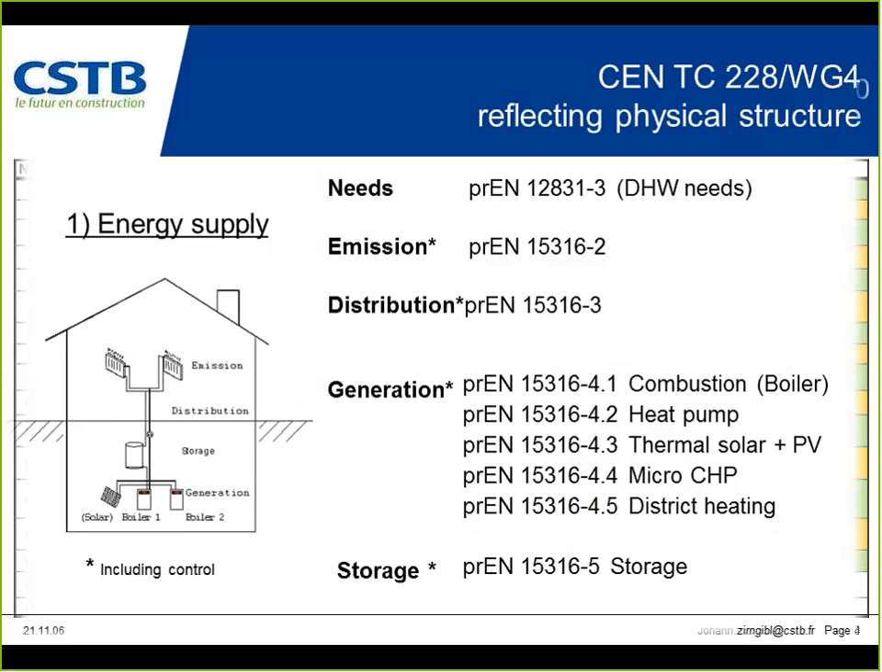So the TC228 Working Group 4 standards are reflecting the physical structure, because they have the needs, and then you have the emission part. From the emission part you go to the distribution, you go to the storage, and then you have the generation parts, like different boilers or the solar parts. And here you have again the different standard numbers.